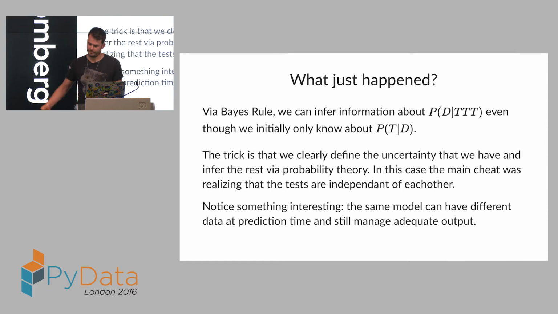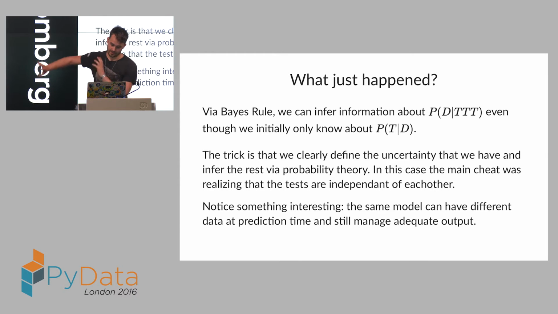Via Bayes' rule, we can infer information about situations that we didn't initially think about. And the trick here is that we clearly define the uncertainty that we have, and that we can infer the rest by just applying probability theory. In this specific case, the main cheat was that we can realize that the tests are independent of each other, given that you have a certain disease. But the cool trick here is that we can use the same model to have different input at prediction time and still adequately be able to manage everything.